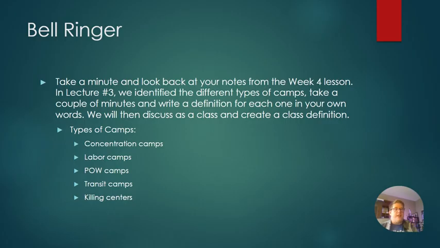I've included the list of the 5 camp types that we identified previously, that way you have access to them here. As a reminder, those are concentration camps, labor camps, POW camps, transit camps, and killing centers.